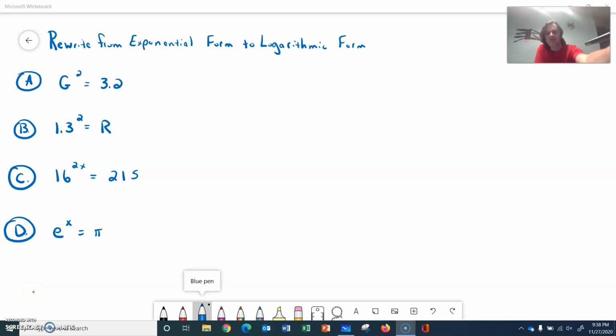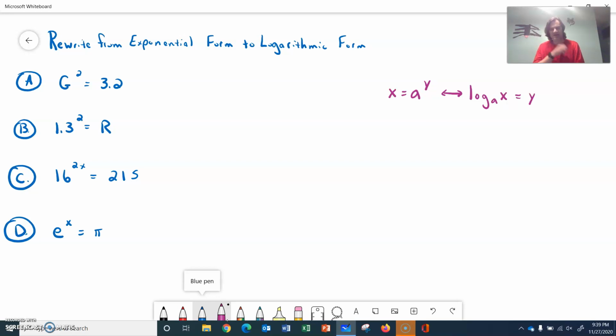Hey, it's Mr. Allred, and we're going to do some practice problems, and it says rewrite from exponential form to logarithmic form. And just as a reminder, the process for this was we had the conversion definition. It was x equals a to the y. That's the exponential form. We could convert that over to logarithmic form as log base a of x equals y. So it gets the exponent out to a position by itself. So just identify those positions.